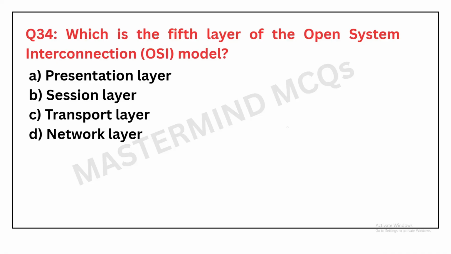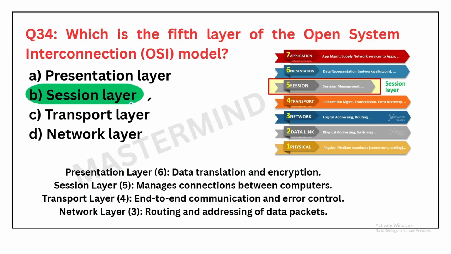Option C, transport layer. Option D, network layer. The right answer is option B, session layer. Presentation layer is the sixth layer of the OSI model, responsible for translating, encrypting, and formatting data for the application layer. Session layer, the fifth layer, manages, establishes, and terminates communication sessions between devices.